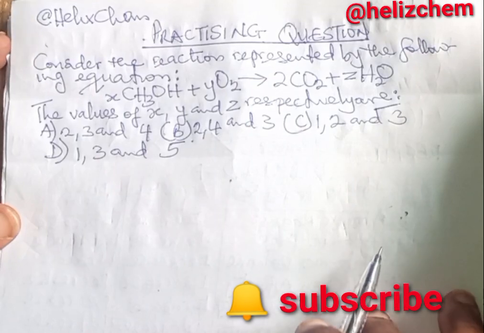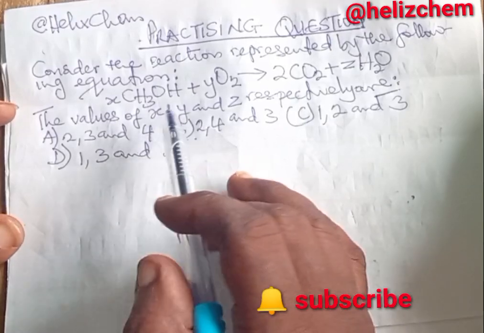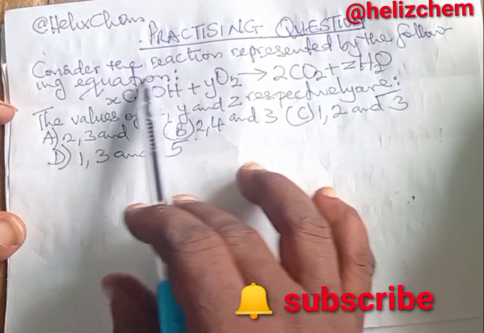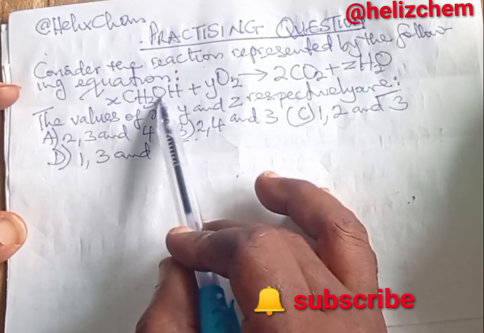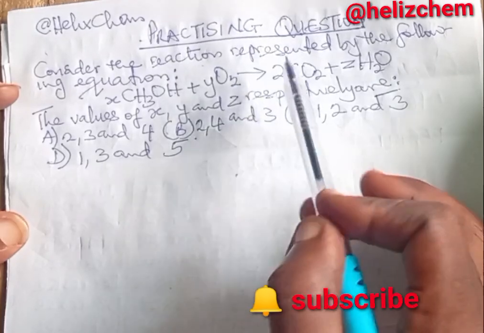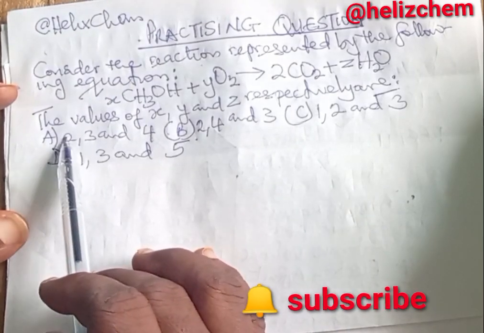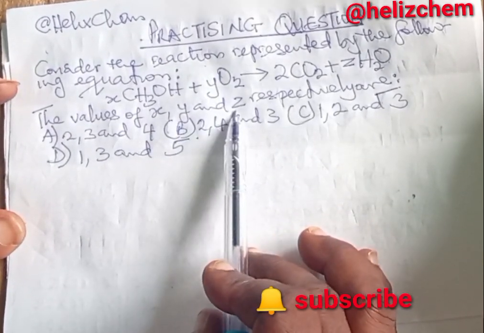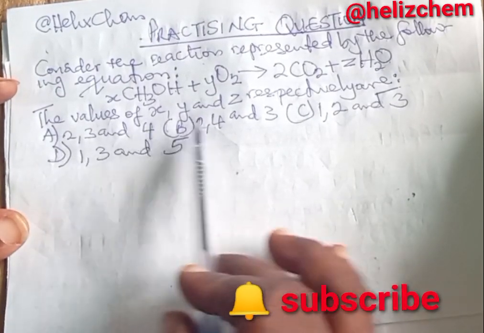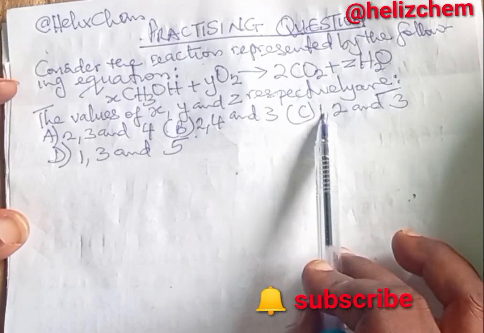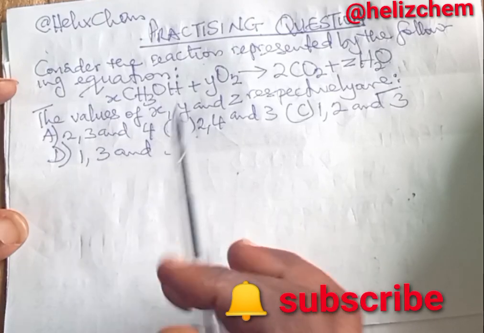Today, we want to quickly look at how to solve this question on balancing of equation. This is the question. Consider the reaction represented by the following equation. xCH3OH plus yO2 to produce 2CO2 plus zH2O. The values of x, y, and z respectively are A: 2, 3, and 4; B: 2, 4, and 3; C: 1, 2, and 3; D: 1, 3, and 5.